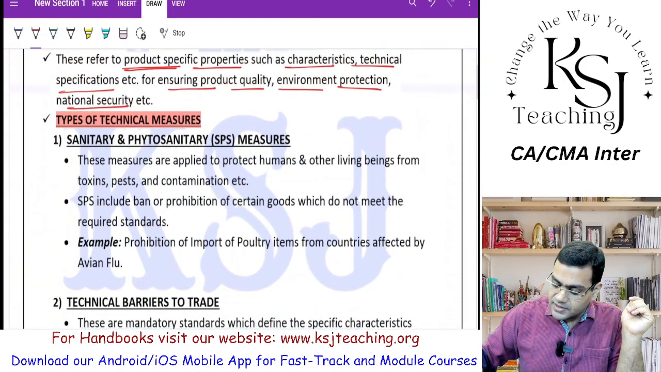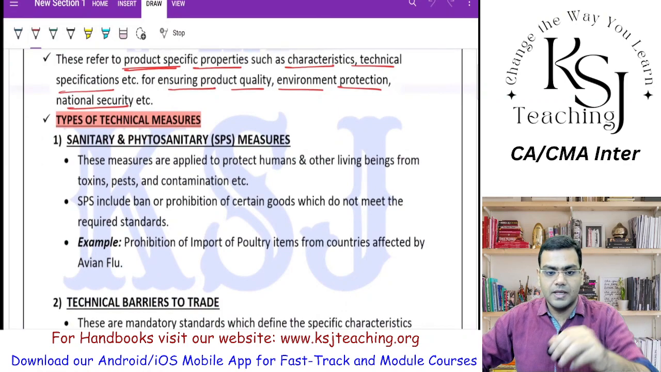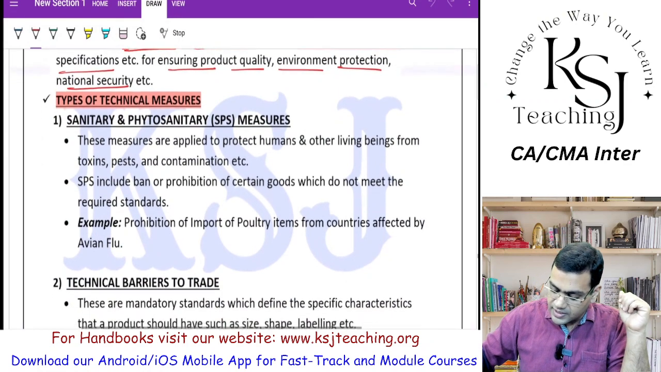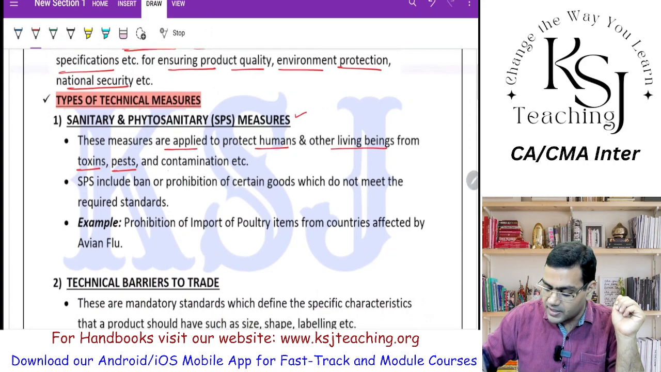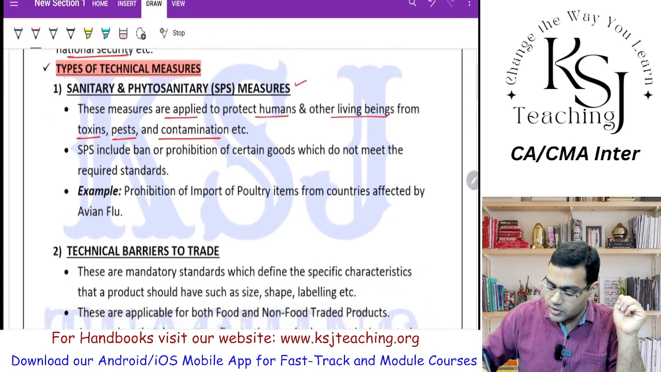Now what are the various types of technical measures? Let's see. The first one is sanitary and phytosanitary measures, the SPS measures as they call them. These measures are applied to protect humans and other living beings from toxins, pests, and contamination. SPS include the ban or complete prohibition of certain goods which do not meet the required standards.